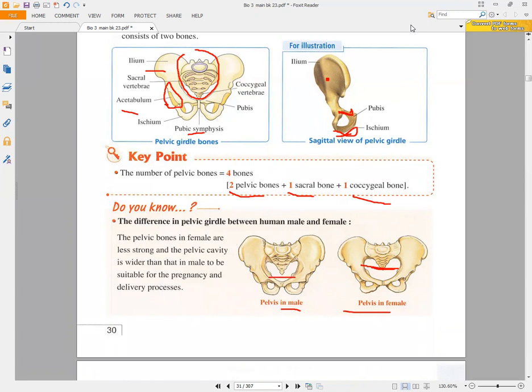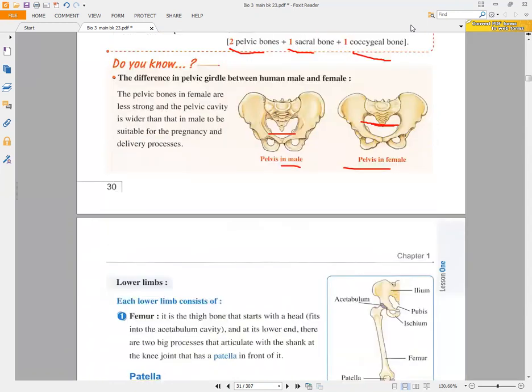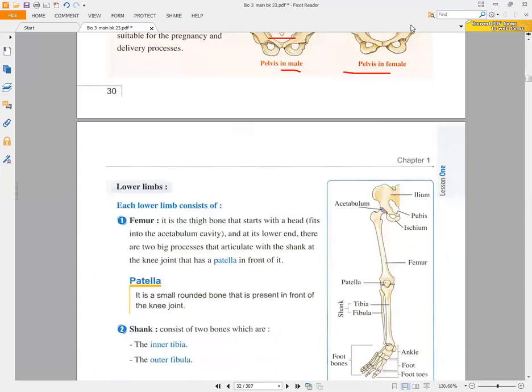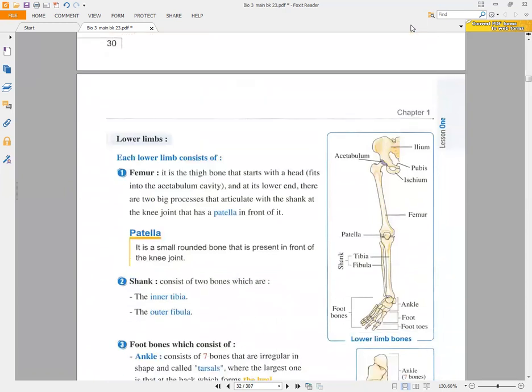In the male, okay? Why? To suit the function of the pregnancy and the delivery process, okay? So here is the difference between the pelvis in female and the pelvis in male. After that, we will talk about the lower limbs, okay?